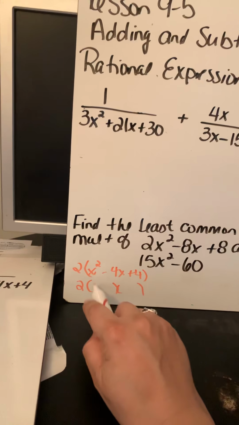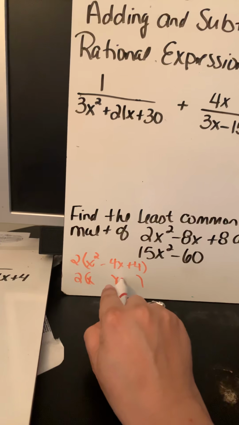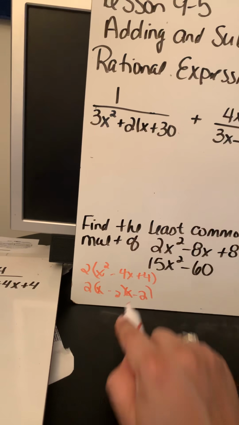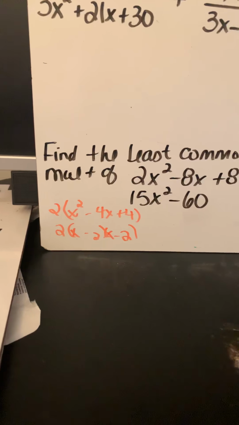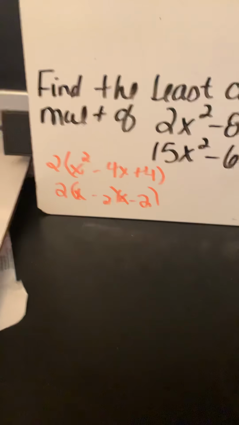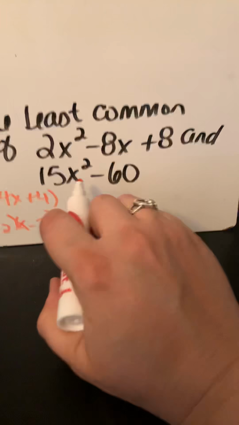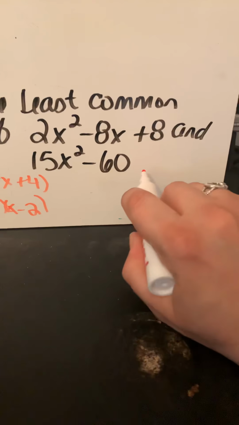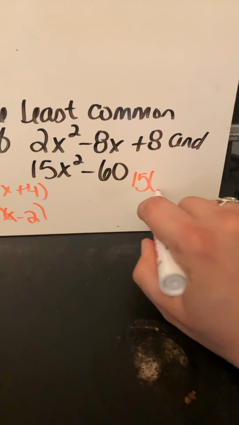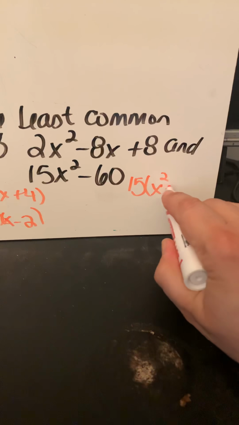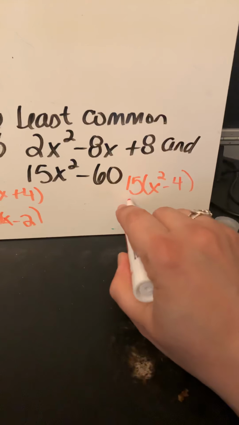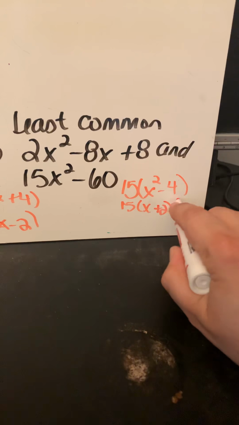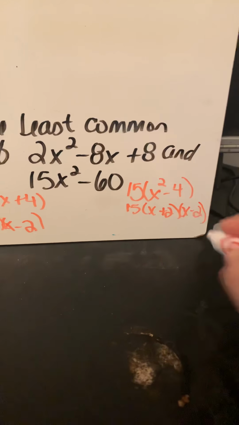Factors of 4 that add or subtract to give me 4: 2 and 2. Minus plus means minus. So I've got 2 parentheses x minus 2 times x minus 2. This one here, I can factor out a 15. So I'm going to pull a 15 out. So then I've got x squared minus 4. I can factor that further to x plus 2, x minus 2.